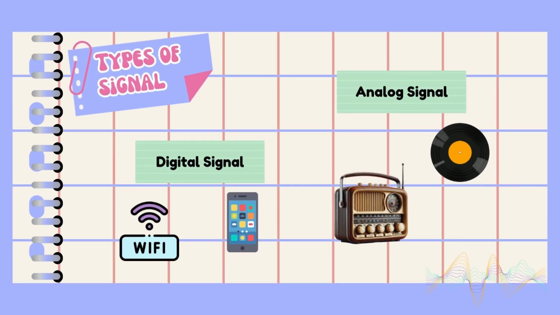Signals can broadly be classified as analog or digital. Analog signals are used in AM or FM radios and vinyl records. Digital signals occur in digital devices like phones and also some communication protocol like Wi-Fi.